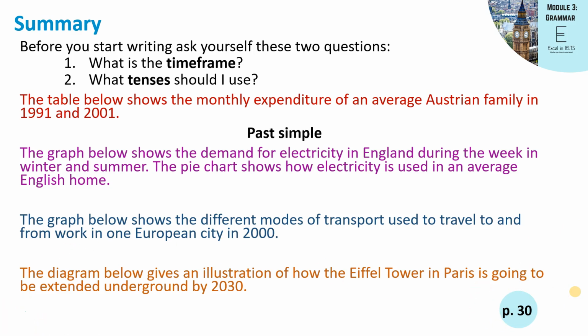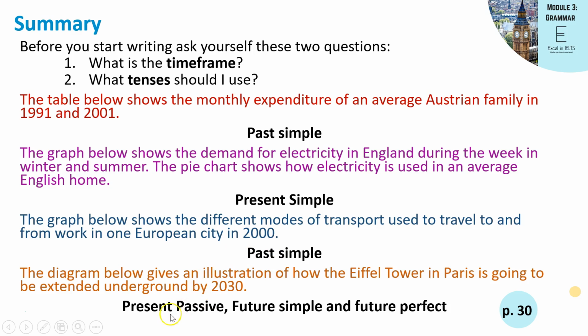The first one is the past simple, as it's looking at 2 years in the past, that should be enough. The second one is present simple because no year has been mentioned, so we can assume it's in the present. Third one would be past simple again, as it's one particular year in the past. And the last one would be present passive, future simple and future perfect, because it's looking at projections in the future. So that's the end of the first lesson. I will see you in the next one.